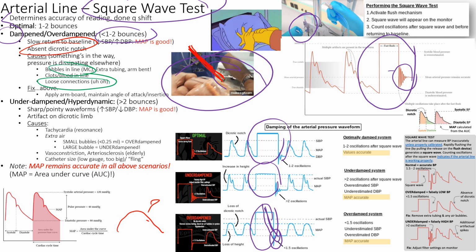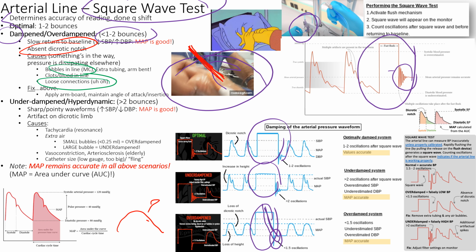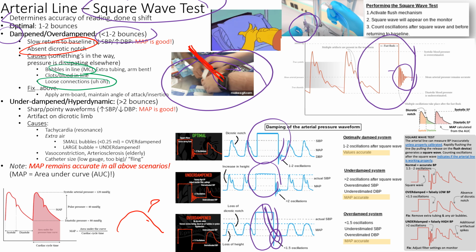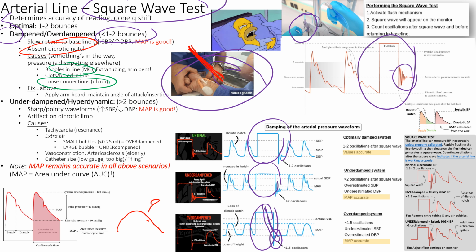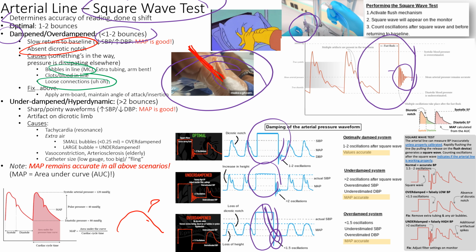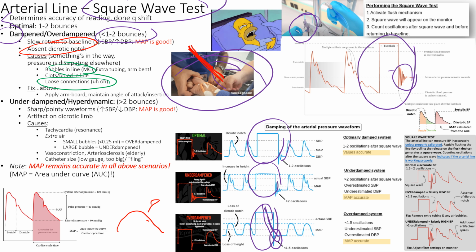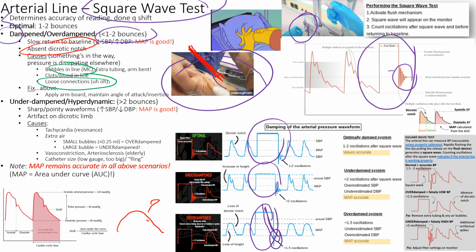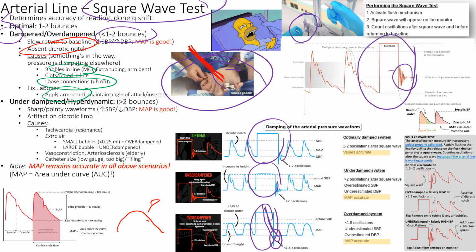Loose connections, that's bad, right? So if it gets more and more loose, and then of course if it disconnects, that's an issue. But loose connections as well could cause a dampened waveform. And how do you fix it? You fix the stuff above. Don't get bubbles. Make sure you have good positioning. Make sure you're flushed all the time. Make sure you have a good waveform when you're doing blood draws, for instance, right? An arm board can help as well, to maintain that angle of attack.